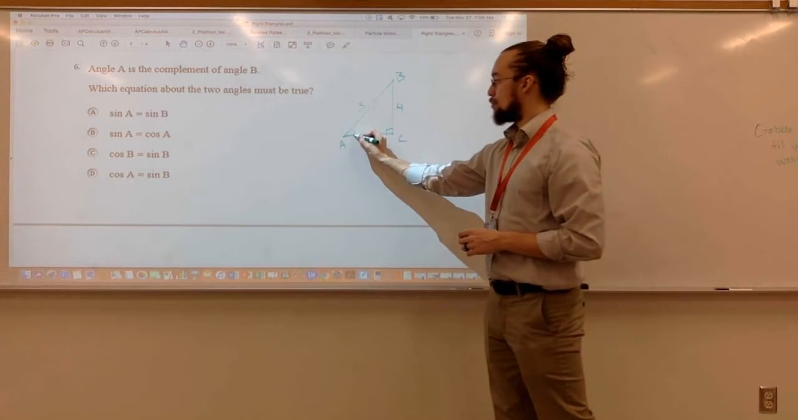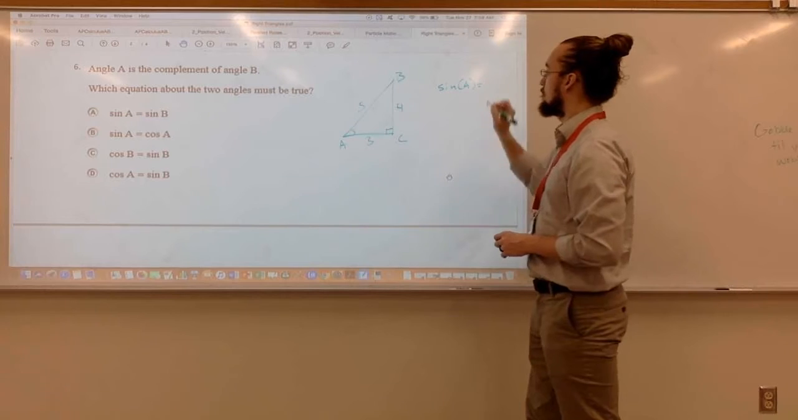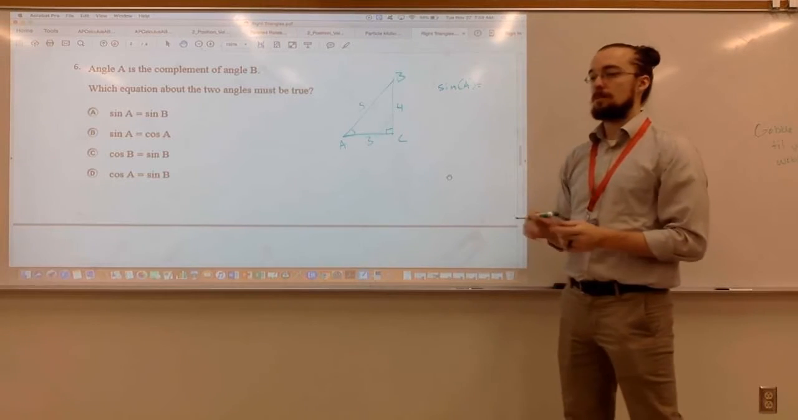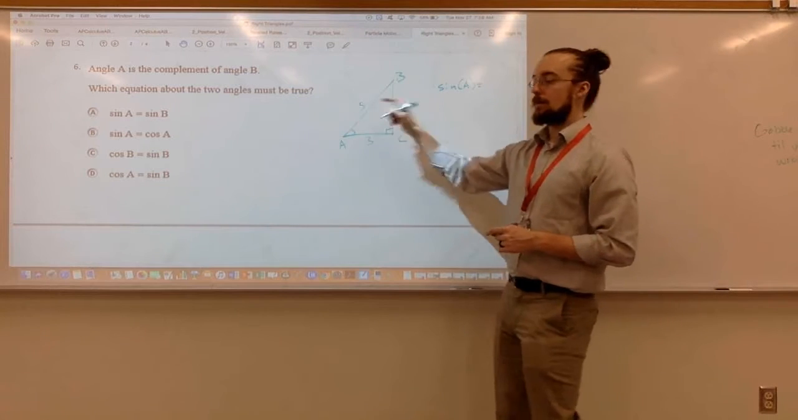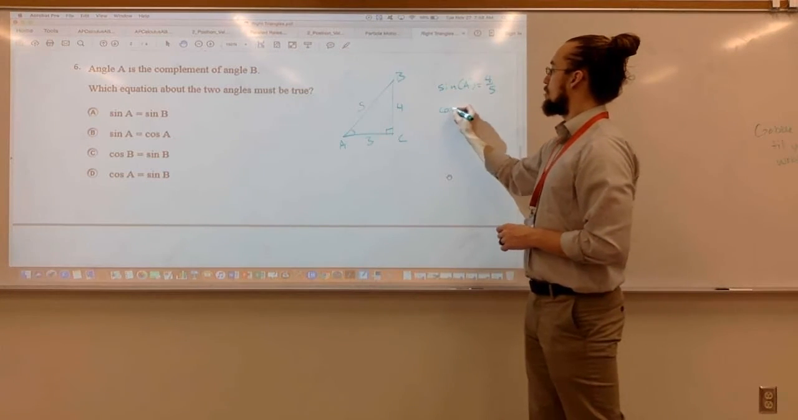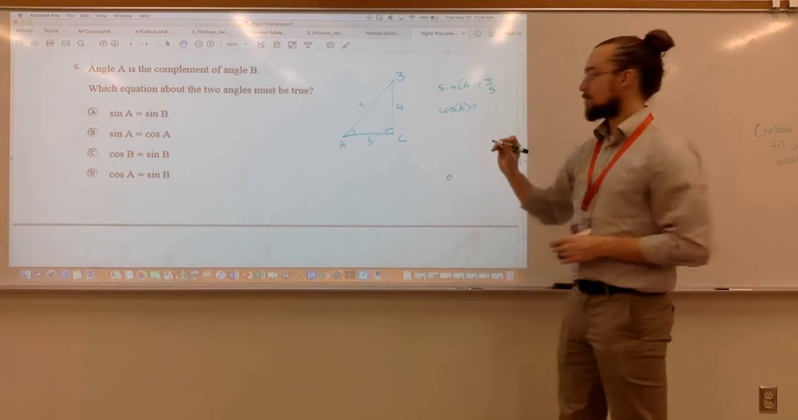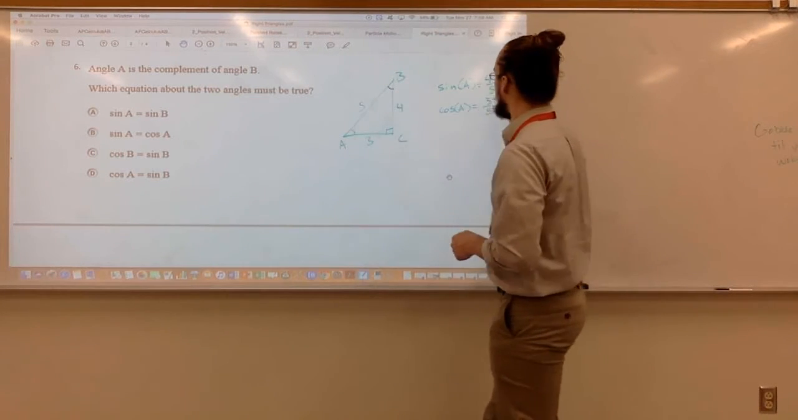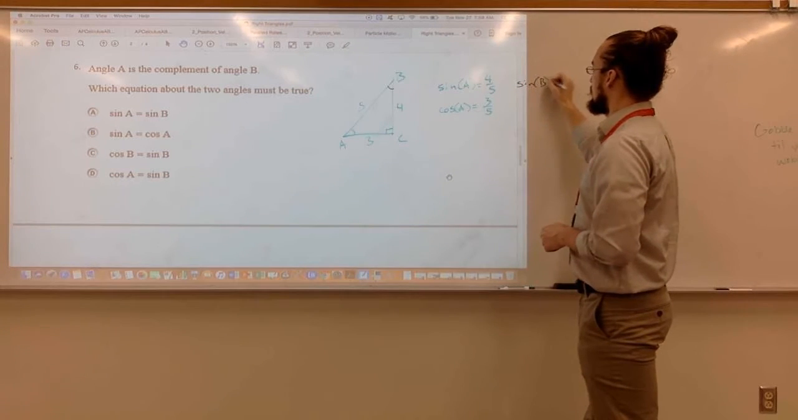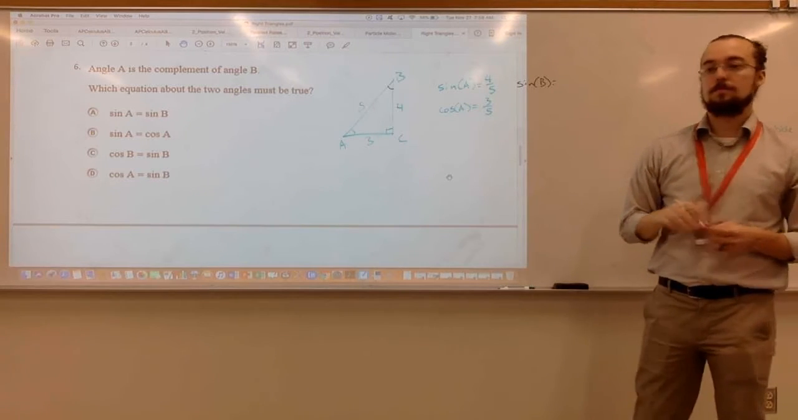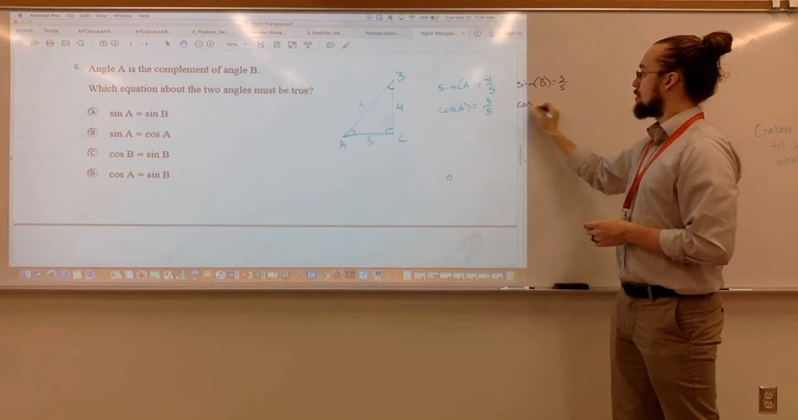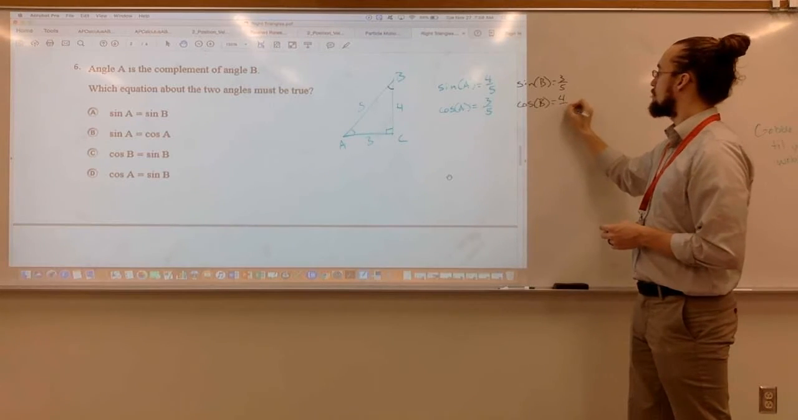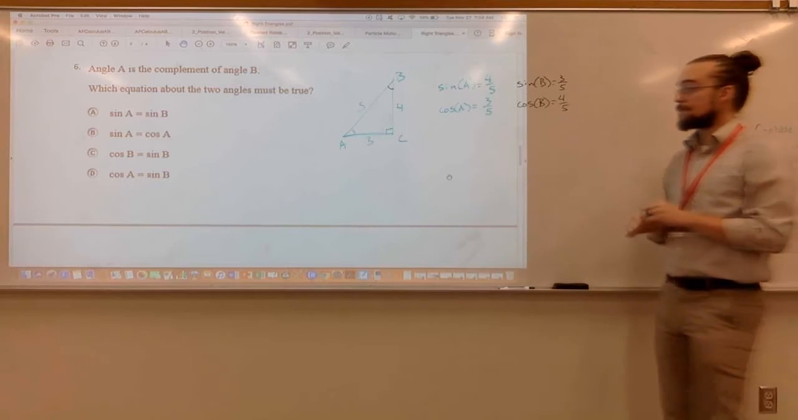So what would the sine of A have to be? 4 over 5, because it's A, opposite. Yes, opposite. How about the cosine of it? That would be 3 over 5. Alright, then let's do the same thing for B. So with respect to B, what is the sine of B? And the cosine of B?